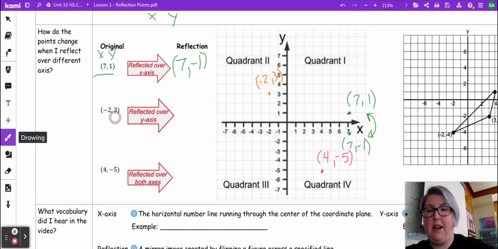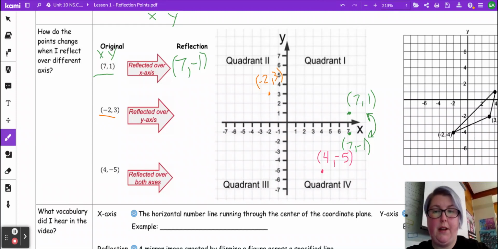And yes, you should always label your points with the coordinates. So now let's do (-2, 3), which is our orange point up here. We're going to reflect over the Y, so we are going to go across like that. So we go from -2 to 2, 3 stays the same. We would see (2, 3), which is the point right here.